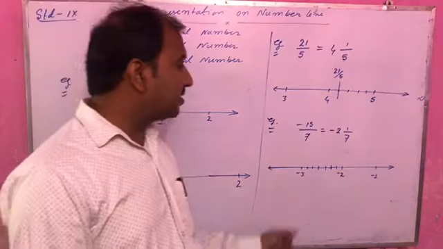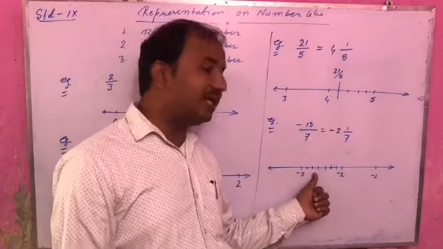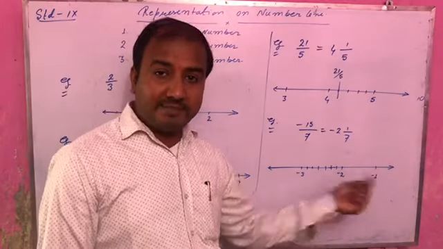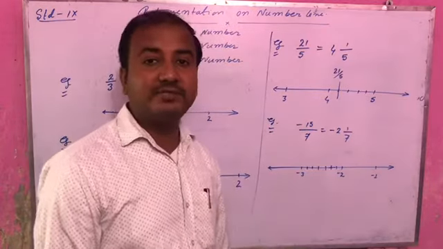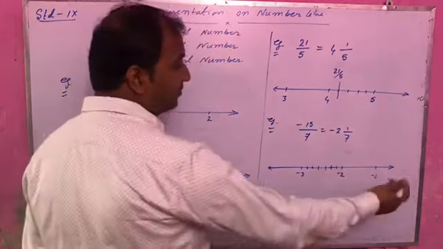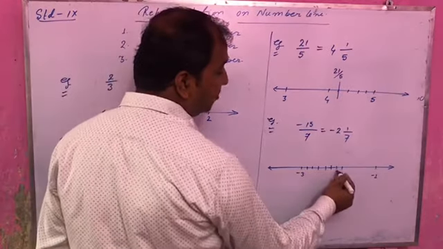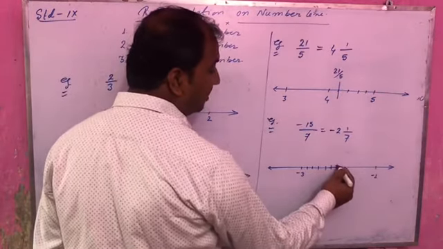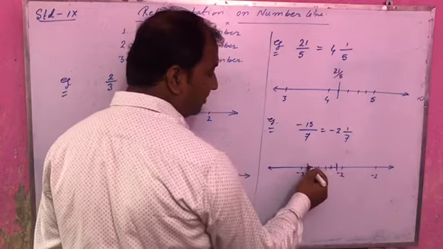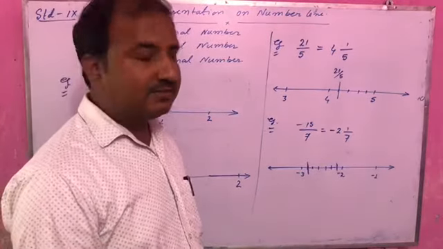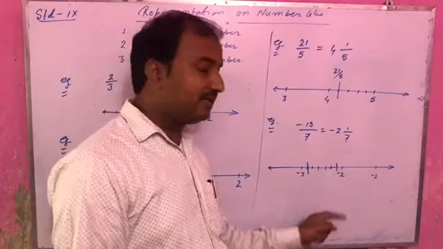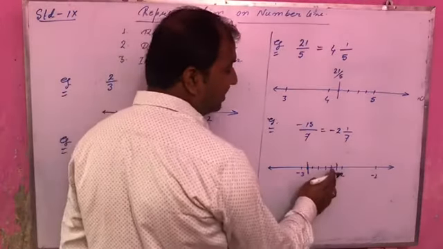Sir, the counting will start from here or here? Actually, we are left to the 0, means we will start from left. Left to right. Sorry, left to left. Means this is what? 1 by 7, this one or this one? Which one is 1 by 7? This one is 1 by 7. This is 1 by 7, 2 by 7.